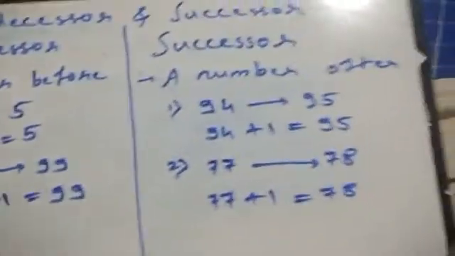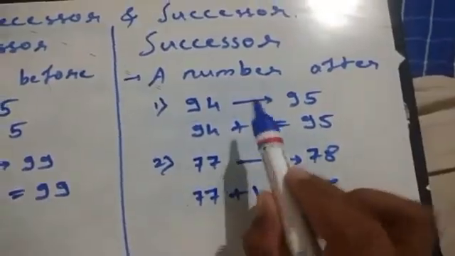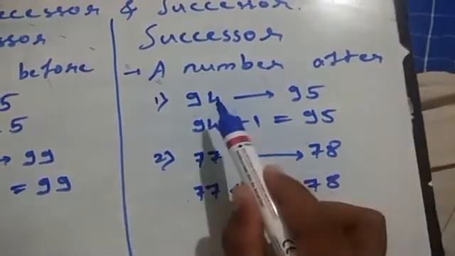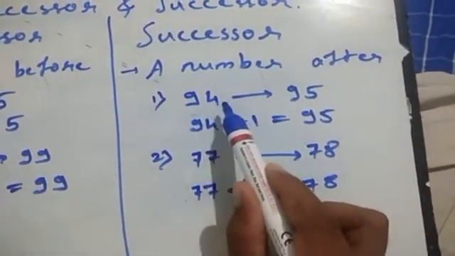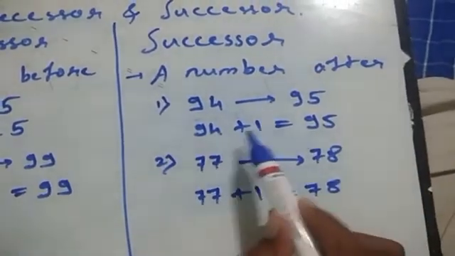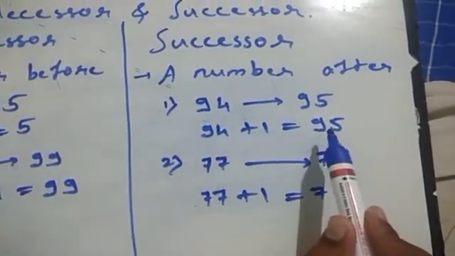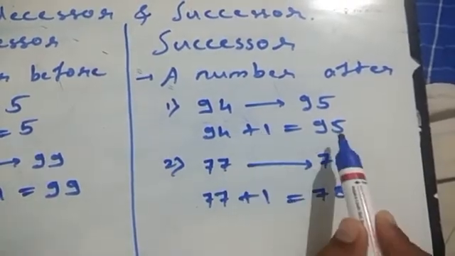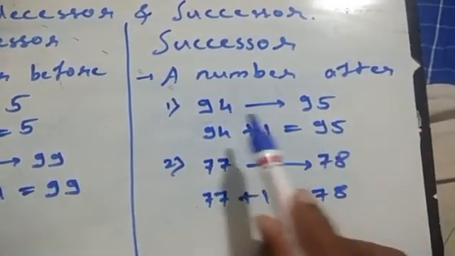Okay. Now how to get the successor of a number? Successor means what? A number after. One example we can see here: 94. What is the successor of 94? 95. How to get that? Add 1 to 94 to get the successor of that number. So 94 plus 1 becomes 95. So 95 is the successor of 94.